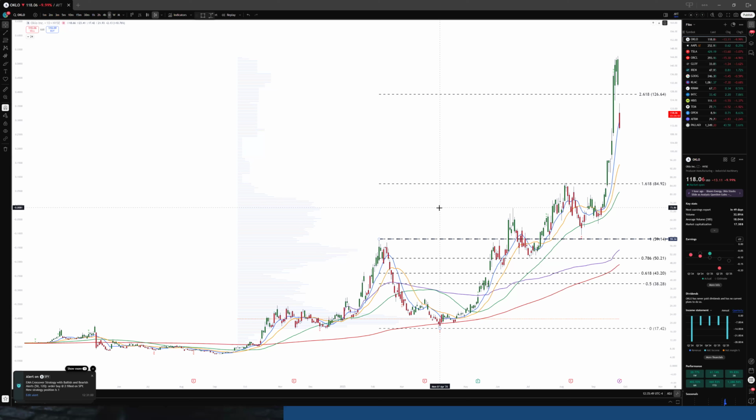OKLO, this name has been on fire this year. It is a nuclear power play specifically tied to OpenAI and ChatGPT. If you don't know, this is just structure I wanted to show you, right? This has been a story all year long. So we had the move earlier in the year, coming into 2025, and then you got this huge corrective move. It came all the way back down to around 1750 there.